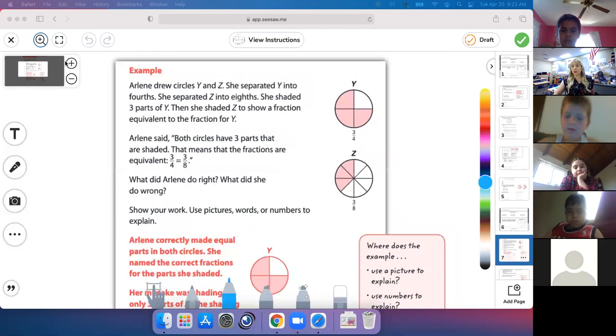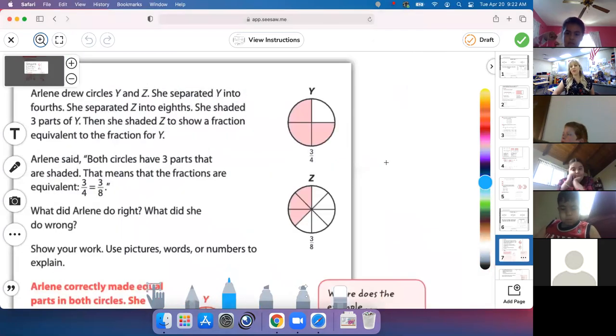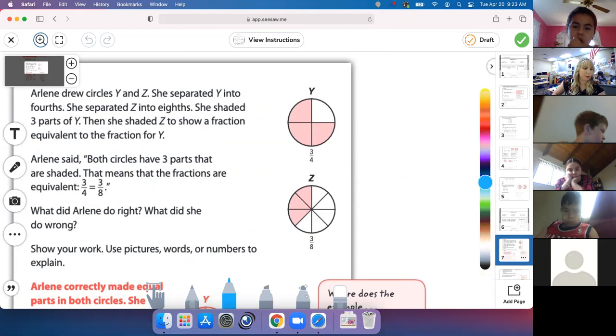So let's look at these circles. I don't want to look at the answer yet. I just want to figure it out for myself. What's something that you notice about these circles that she did correctly? What did she do correctly with these circles? Think about the pizza problems we've done before, how we had a small pizza and a large pizza. Do we have a small pizza and large pizza here, or are they the same size?